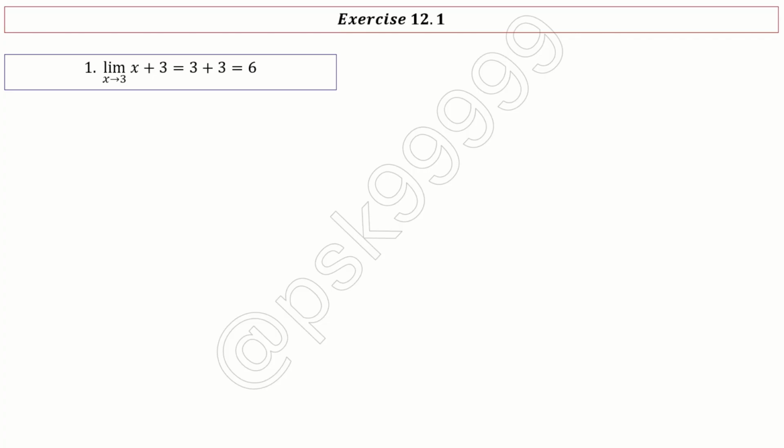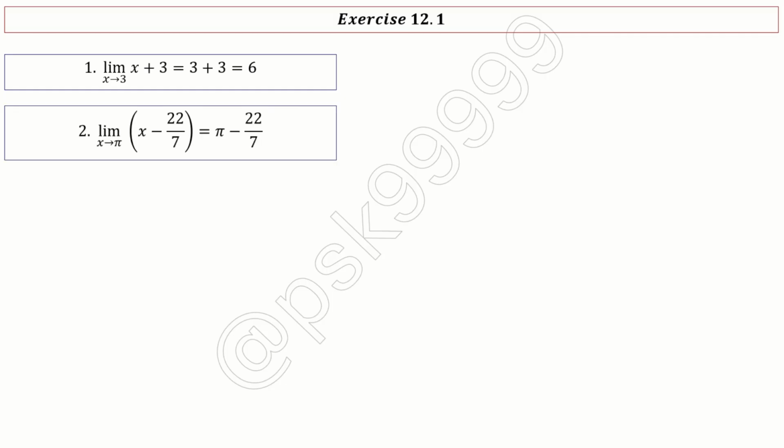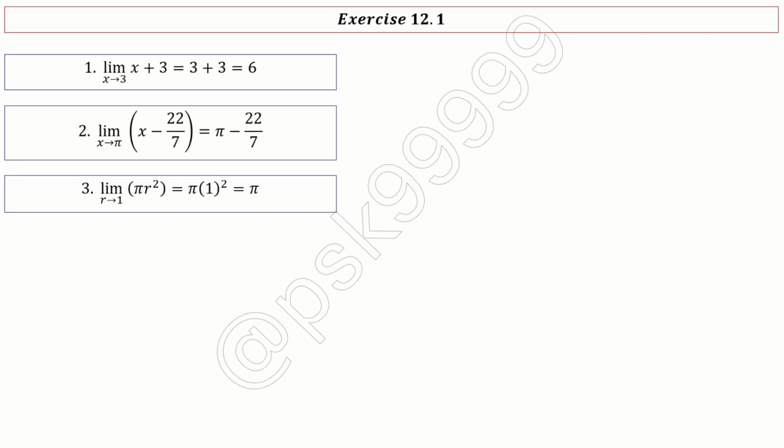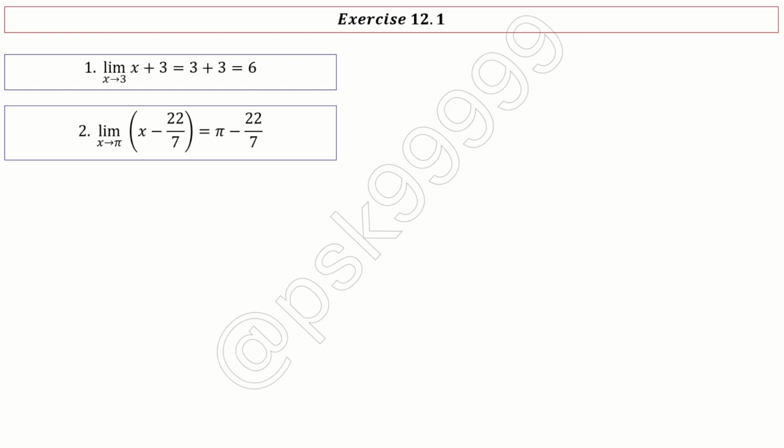This is very simple. Limit x tends to 3, x plus 3. You just substitute the value, you will get 6. This is also similar. You just substitute the pi value. And don't say pi minus 22 by 7 equals 0. This is not correct. 22 by 7 is only an approximation. Pi is not exactly 22 by 7. So just keep the answer like that.